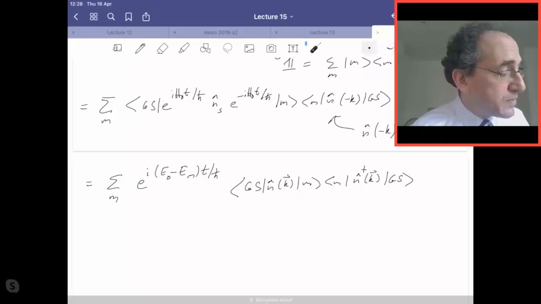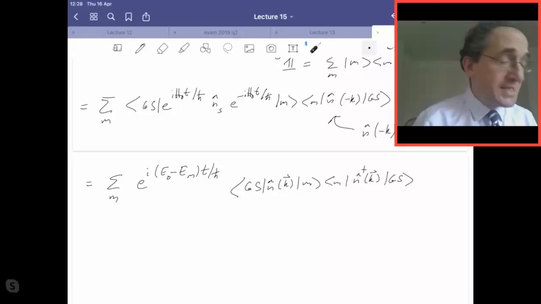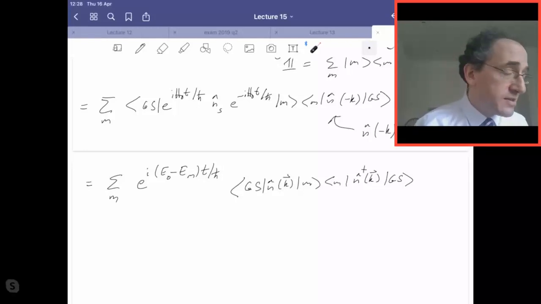Well, you start with the ground state, which is an eigenstate of momentum. It's zero momentum, presumably. As long as the system is translationally invariant, it has to be an eigenstate of momentum, and it's going to have to be zero. So you start with zero momentum, and then n hat of k takes away momentum k and gives you an eigenstate m, which has momentum minus k. Now, in this matrix element, you start with an eigenstate with momentum minus k. This n hat operator puts back momentum k and brings you to the ground state again.